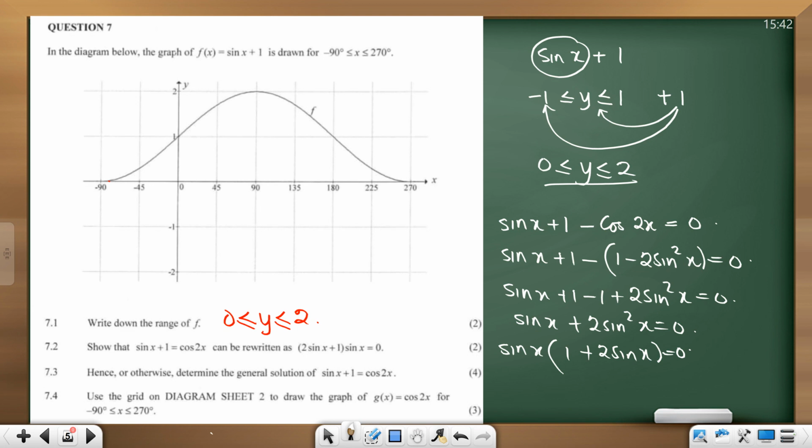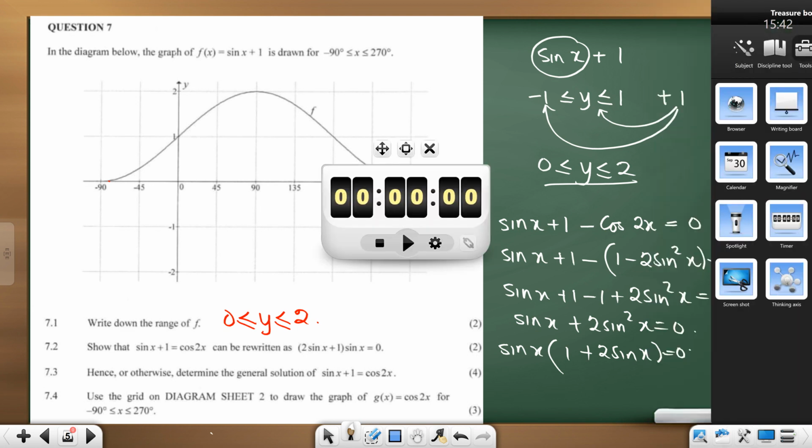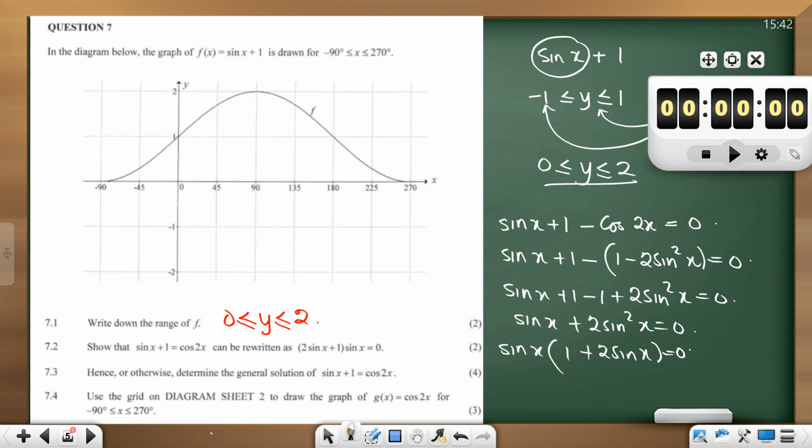Can we please do that general solution? I'll give you just 5 minutes. It's 4 marks, hence or otherwise. Let's solve together. Let's do 7.3, that general solution. You don't need more than, let's say, 7 minutes is just a lot.